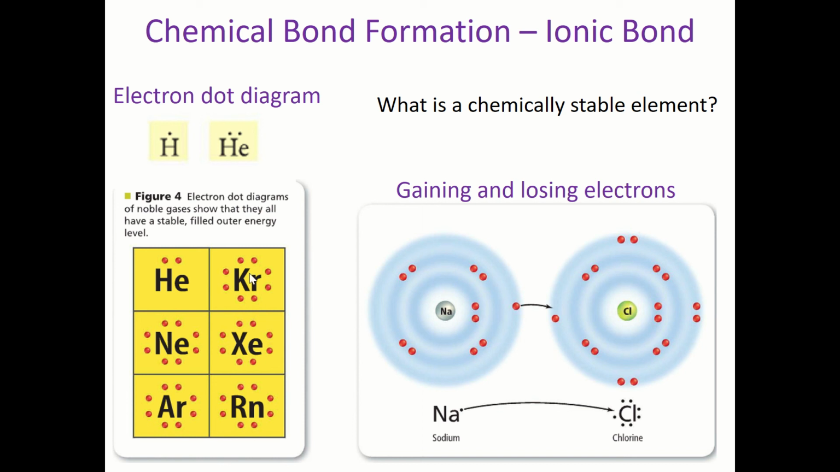Now, can the same thing happen with group number 18, which we call the noble gases? And the answer is no. Why? Because they have their outermost orbit completed, and they don't need to gain or lose any electrons.